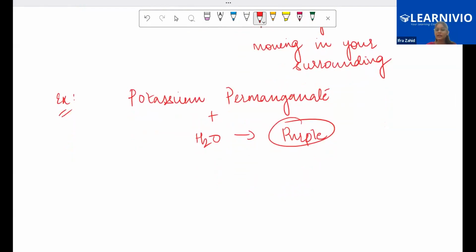Correct. The particles again here are moving. The particles of potassium permanganate quickly travel and take up the space between the particles of water, and the whole water turns purple. Clear? Yes, ma'am. So this can be another example of particles being in a continuous motion. Clear? Yes, ma'am. All right.